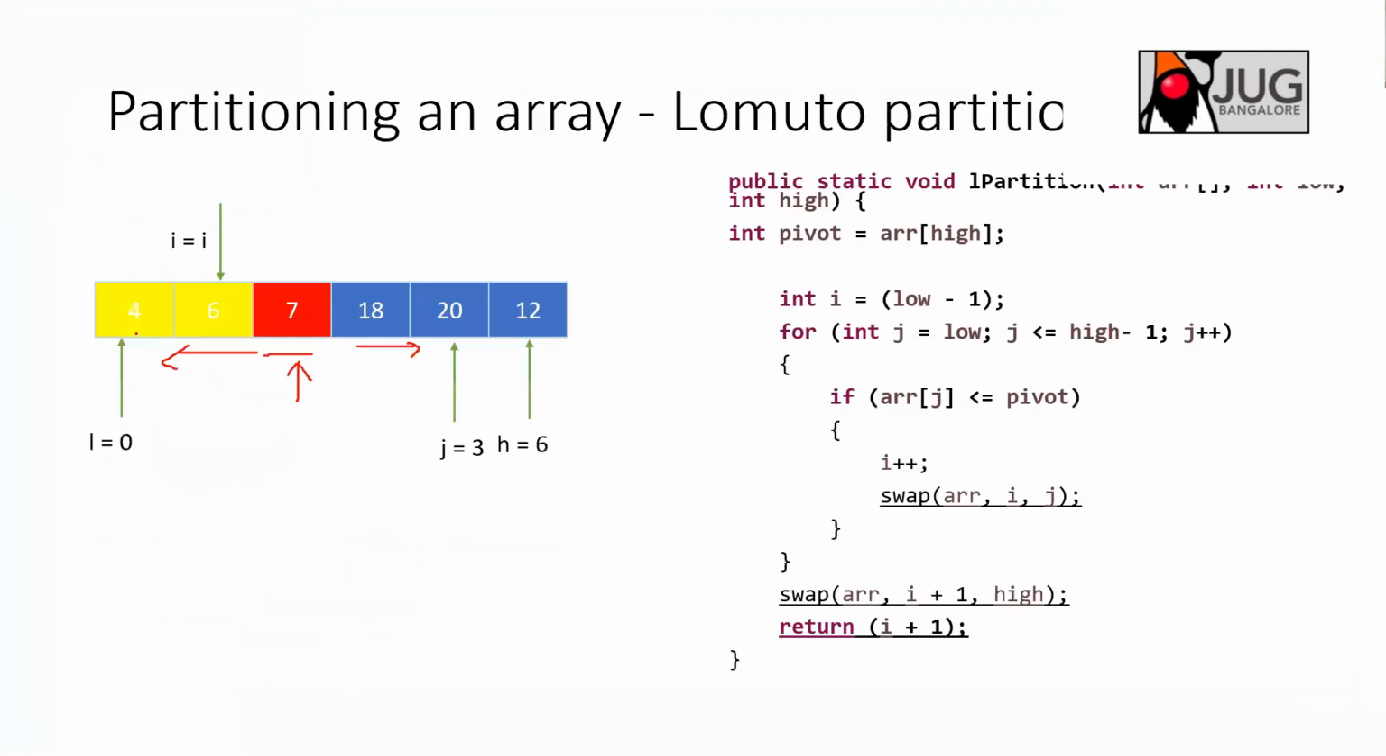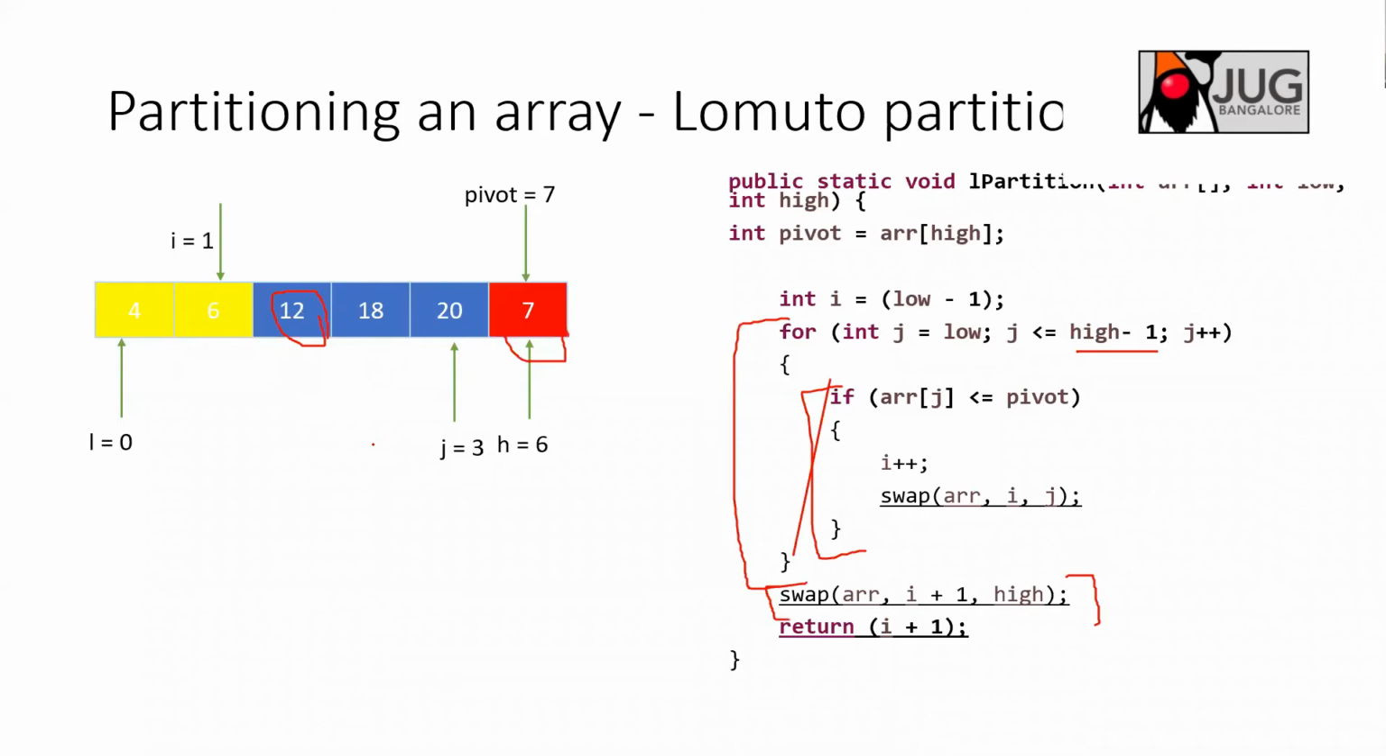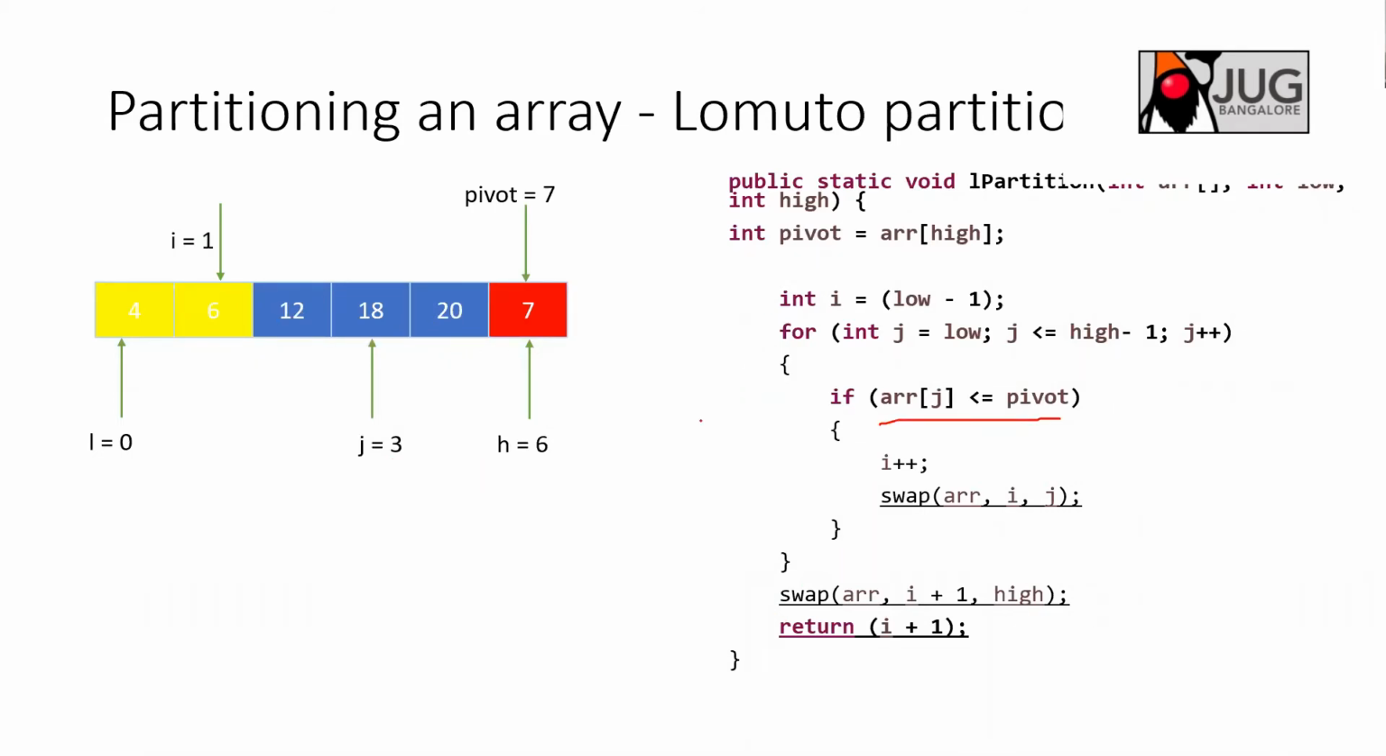For example, let's start with 7 as the pivot here. Let me take the same example and let me explain it to you. Because preparing the slides is not that easy, guys. You can see that I need to make some drawings and all.